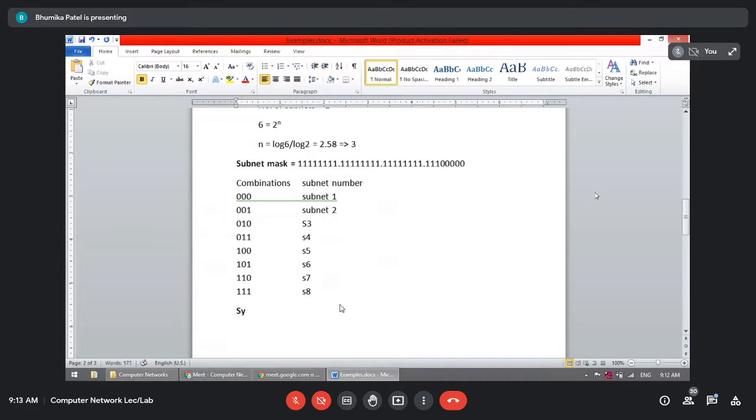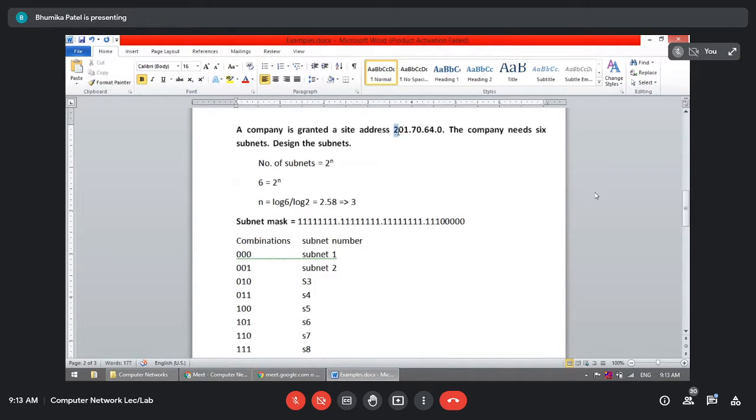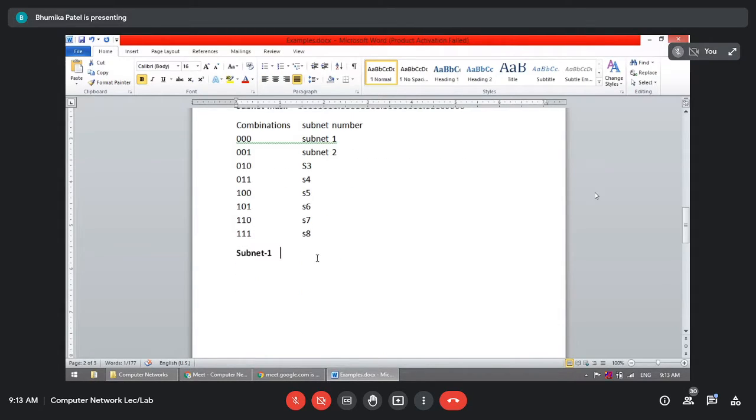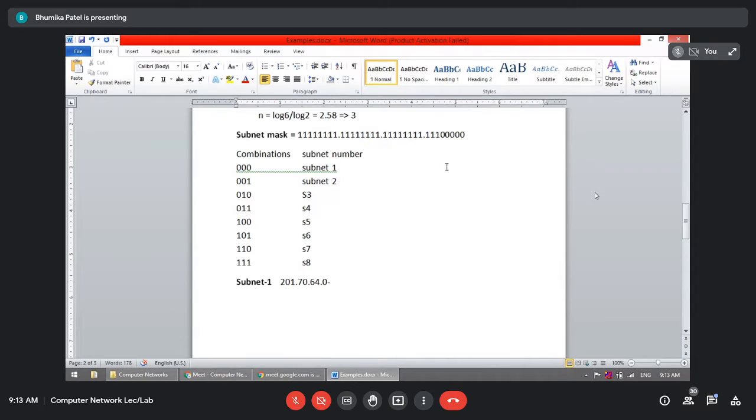So here subnet 1, that design the subnet means we have to identify the range of the subnet. So for the subnet 1, the IP address, as you can see here, is 201.70.60.40. For the subnet 1, obviously it will start from 0. Every IP address will start from 0. And how many bits for the host? It is 5. So 2 raised to 5 will be 32.